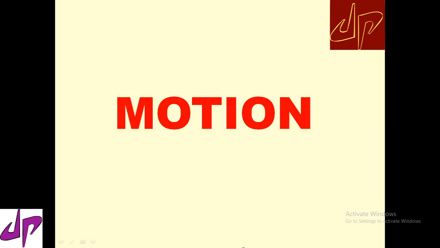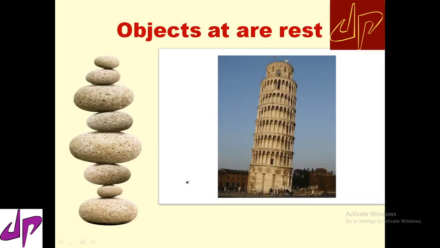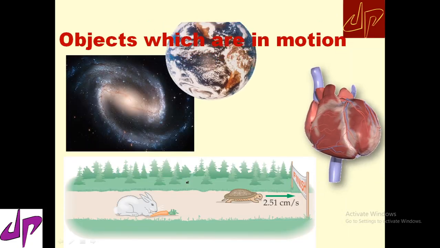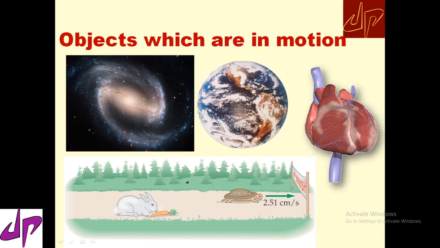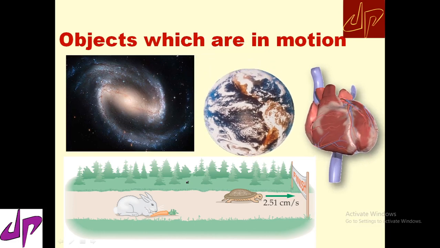Now I am going to recall what I discussed in the previous session. I started with the chapter motion. Motion tells about when an object is moving or at rest. Here, an object which cannot move is known as at rest. An object which can move is known as in motion.